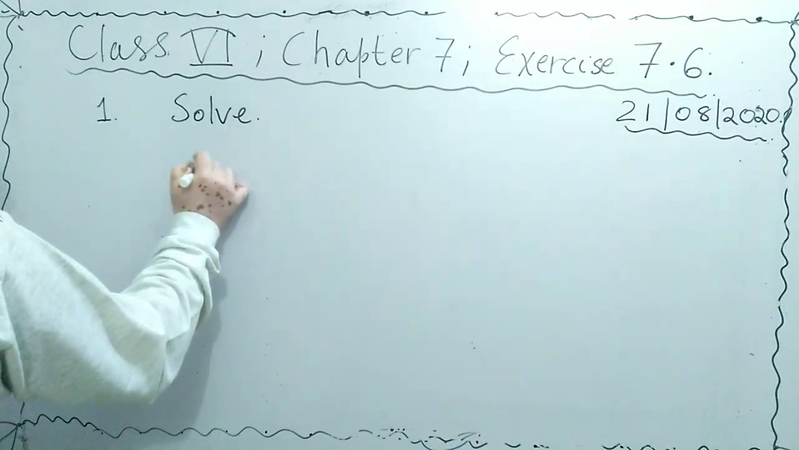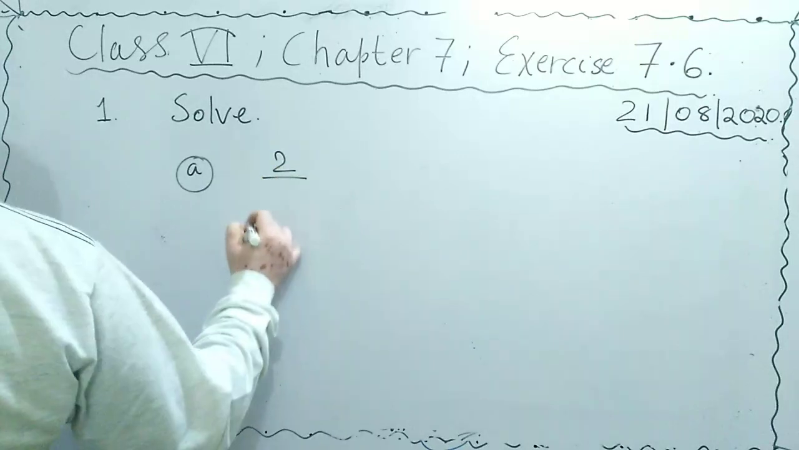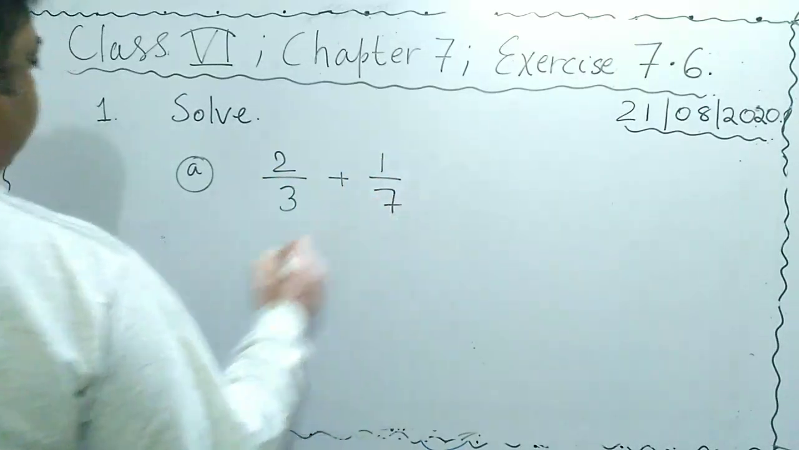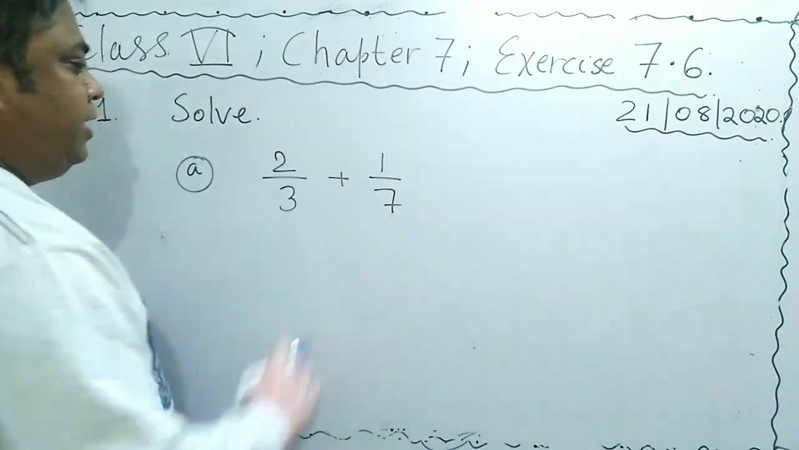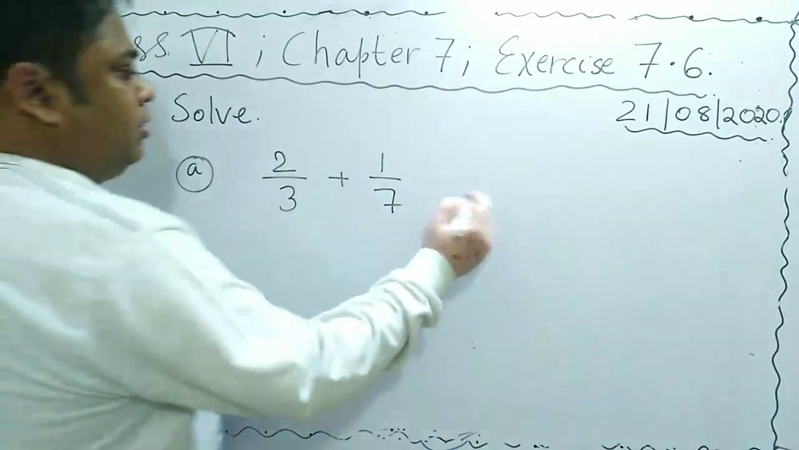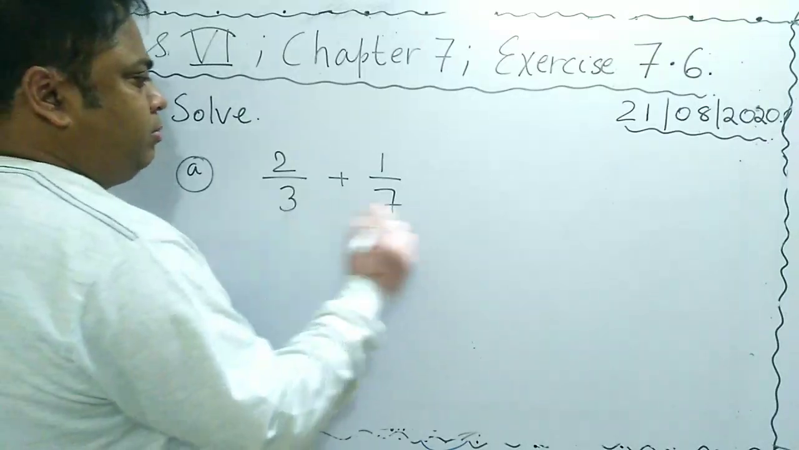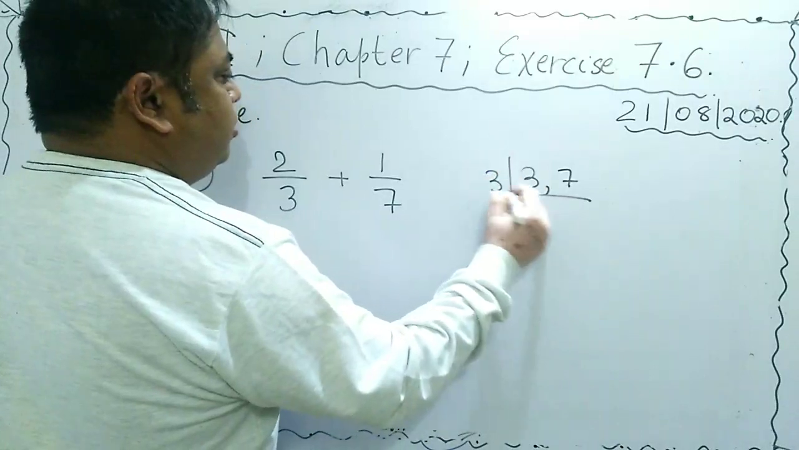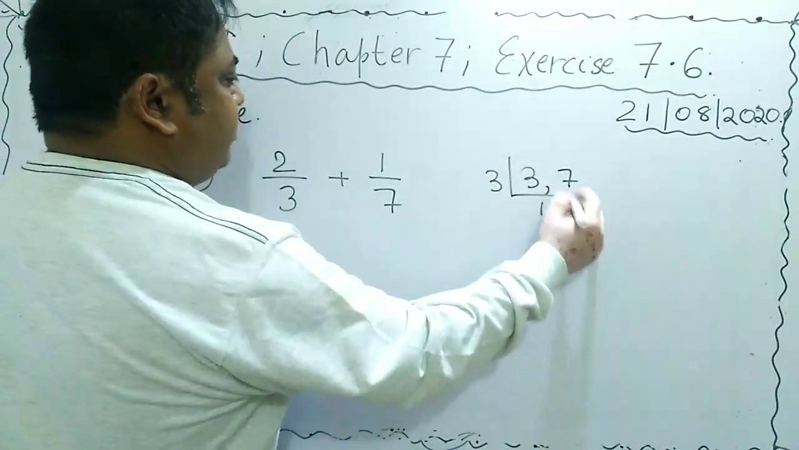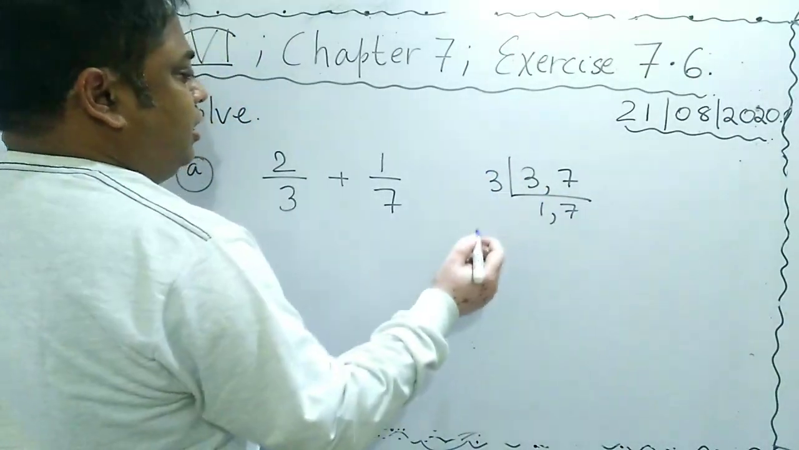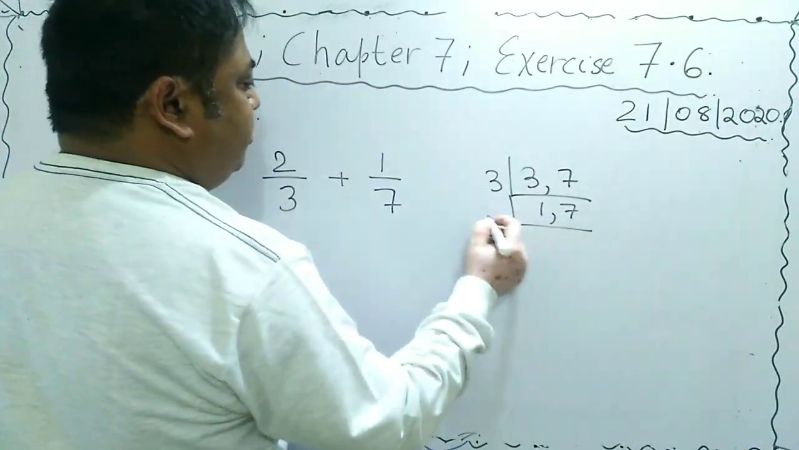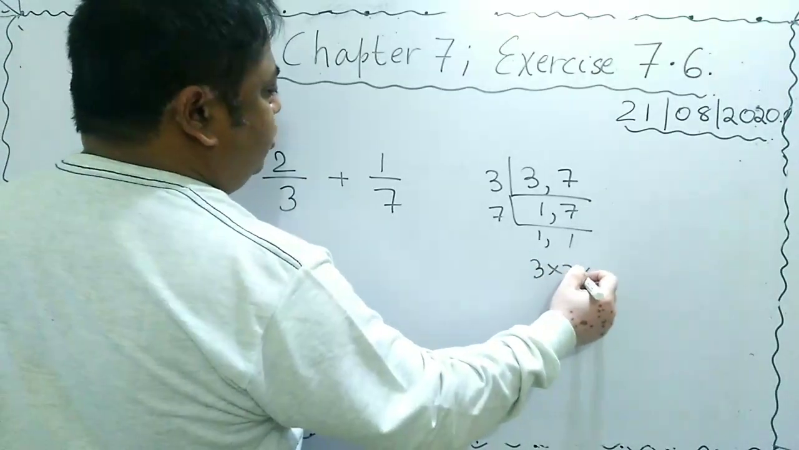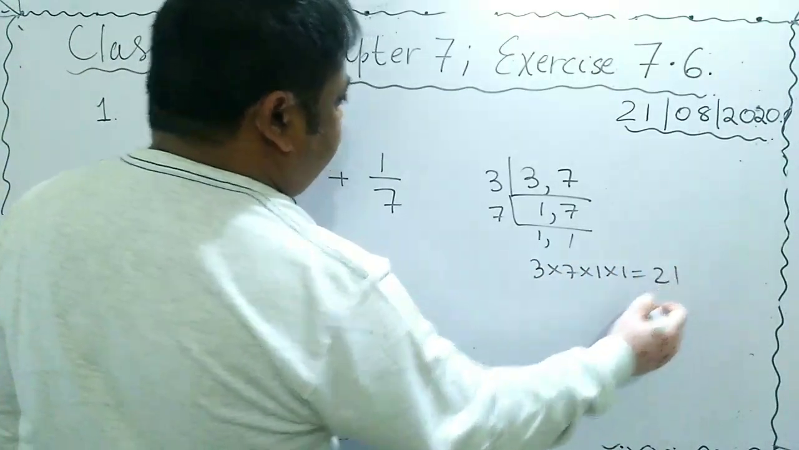a) 2 by 3 plus 1 by 7. Here denominators are different, so we have to take their LCM. Their LCM will definitely be 21, but for those students who need more explanation, see this. 3 ones are 3 and 3, 7. It will not get divided, so we'll write 7 itself. And this will become 7, 1 and 1. So 3 into 7 into 1 into 1 will be equal to 21.